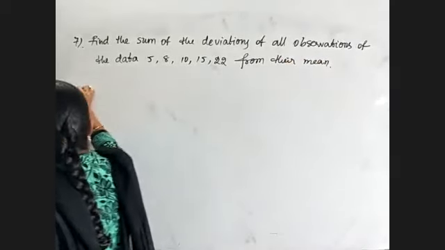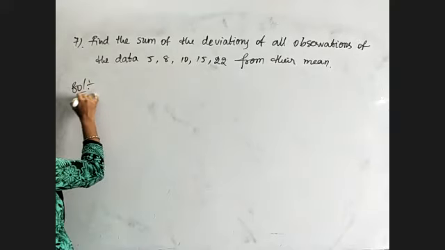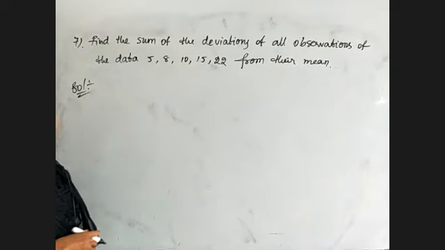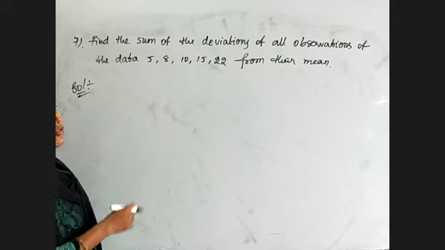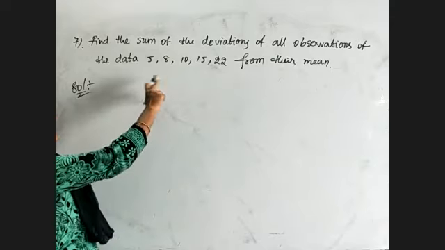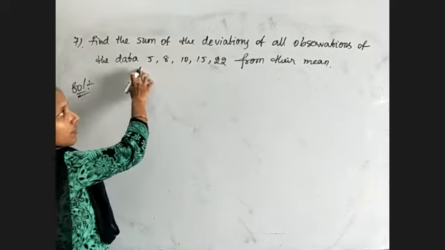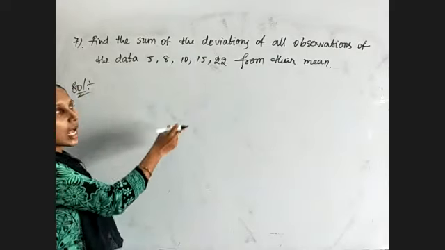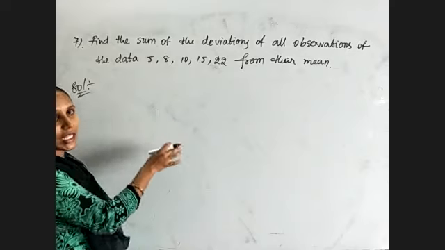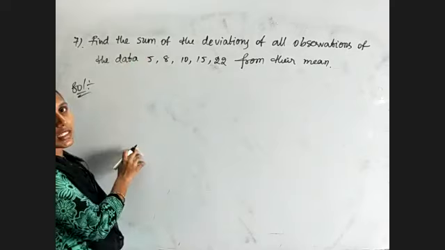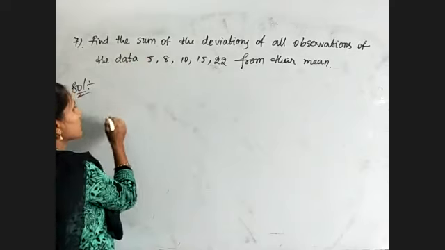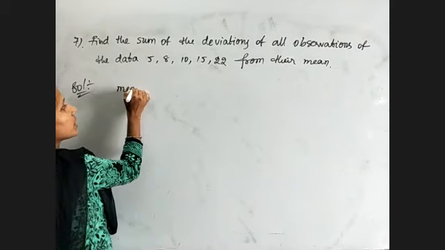Okay, just observe the problem here. Find the sum of the deviations means we need to find out the deviations first, of all observations of the data, these are the given observations, from their mean. First of all, find out the mean of the given observations. After that, the deviations. After getting the deviations, find out the sum of the deviations. So first we will see what is the mean of the given observations.